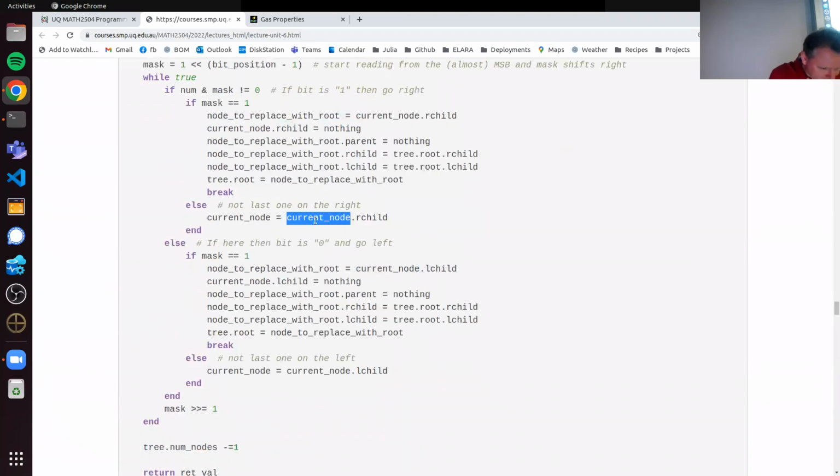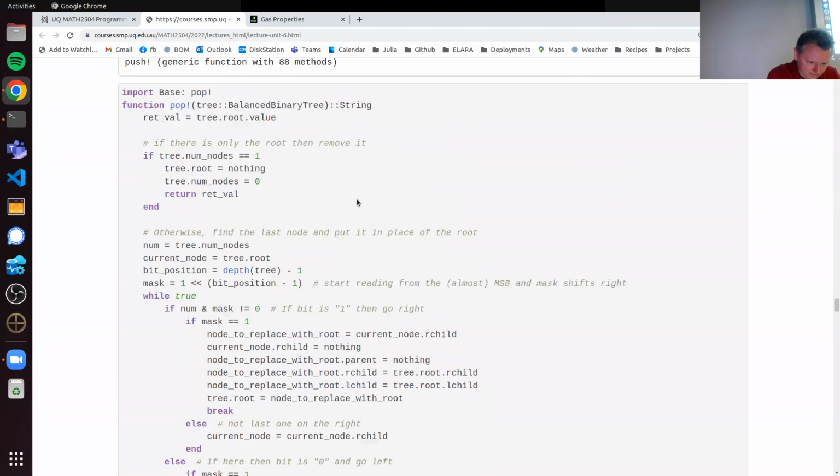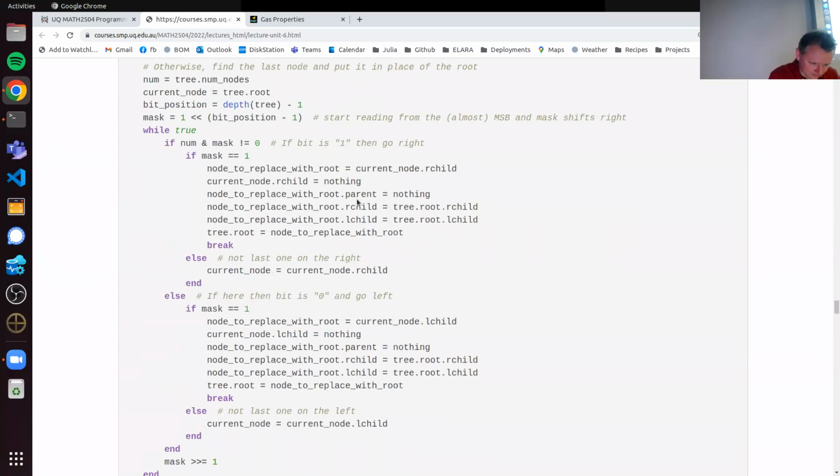Get this right again. Sorry. This one's confused me. It's thrown me. If you're not the last one on the right, you descend. If you are the last one on the right, node replaced with root equals current node dot right child. Okay. Current node dot right child is nothing. The thing you're replacing with root, its parent is nothing because it's the root. You put them in. That's interesting. So it's flipping it around as it pushes it.